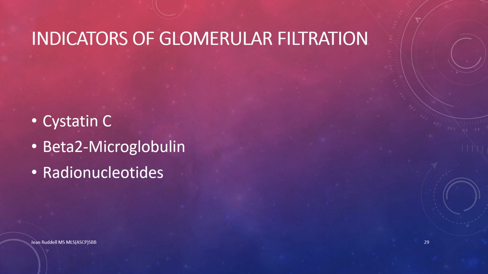Indicators of glomerular filtration. Cystatin C and beta-2 microglobulin are substances that are produced at a constant level. Increases in either indicate a decreased glomerular filtration rate. Injecting radionucleotides and measuring their clearance is good for monitoring transplanted kidney function. Beta-2 microglobulin cannot be used in a patient with immunoglobulin disorders or malignancies.